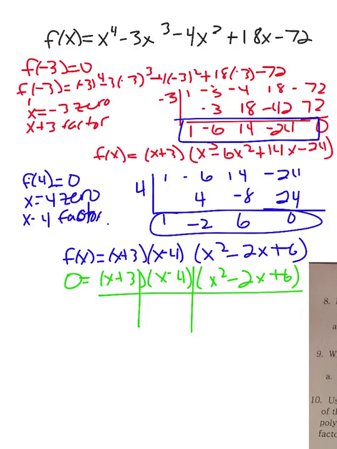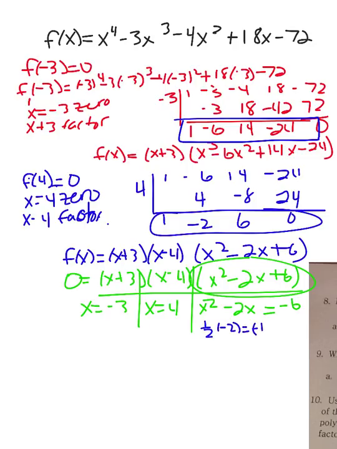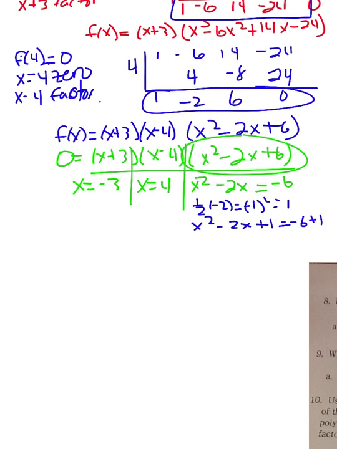Okay, so I make my t-chart, right? So I have my 0 here, negative 3, we have 4. Now I have to do this guy. That's not factorable, so you'd have to use the quadratic formula or complete the square. So I'm going to complete the square. So I minus 6, so it's negative 6 equals negative 6. We have half of negative 2 is negative 1 squared is 1. Add that to both sides. x squared minus 2x plus 1 equals negative 6 plus 1. So I have x minus 1 squared is equal to negative 5.